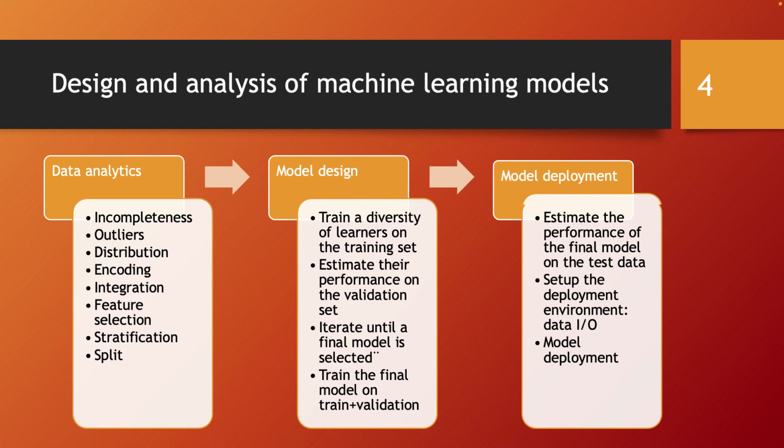And then you go to the deployment stage, and you are going to estimate the performance of the final model on the test data. And also you will have to set up the deployment environment. And so that means that you will have to think about input-output in your data. How does it communicate with some other modules in your pipeline? And you will also have to make sure that all of these data transformations that you have done pre-model are also done in the deployment phase.